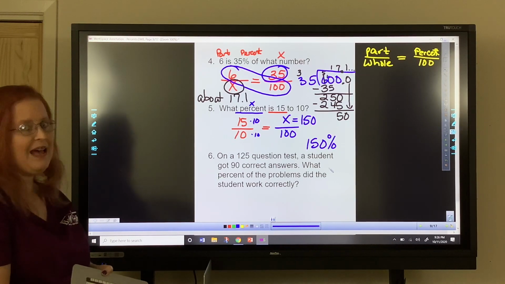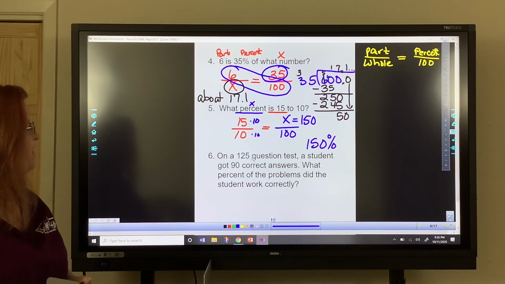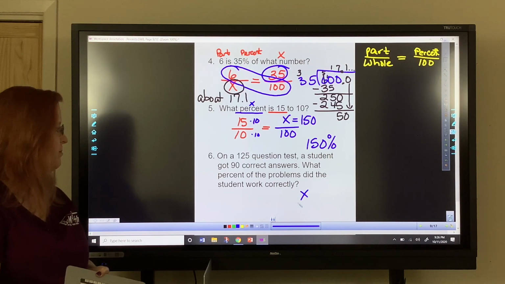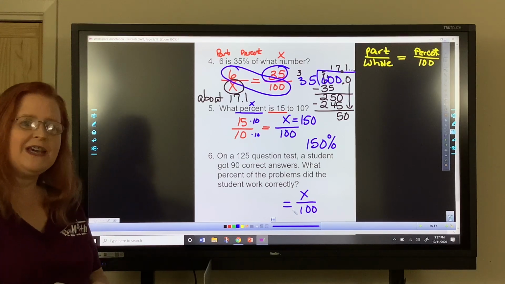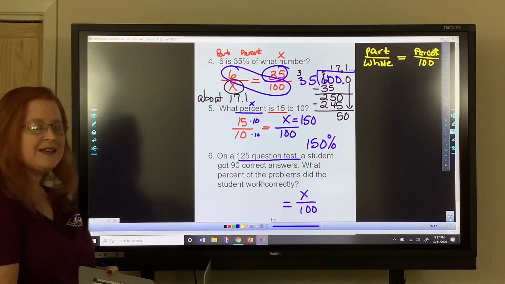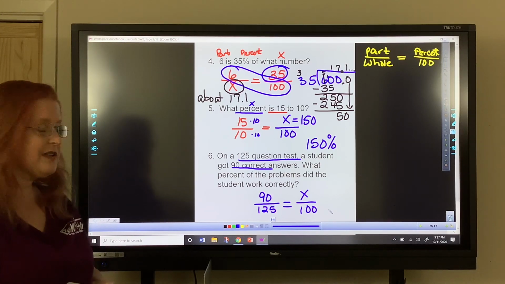Okay? All right, last one on this particular proportion. On a 125 question test, a student got 90 correct answers. What percent of the problems did the student work correctly? All right, we're looking for our percent, so we're setting up our percent over 100. Now we just have to decide what is the part and what is the whole. Well, if you think about a test, the number of questions on the test is going to be your whole. And then how many you got correct is your part. That's the part that you got right.